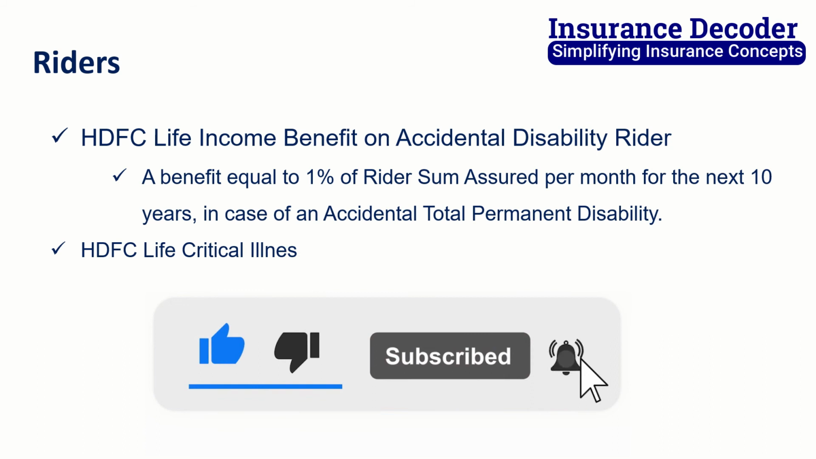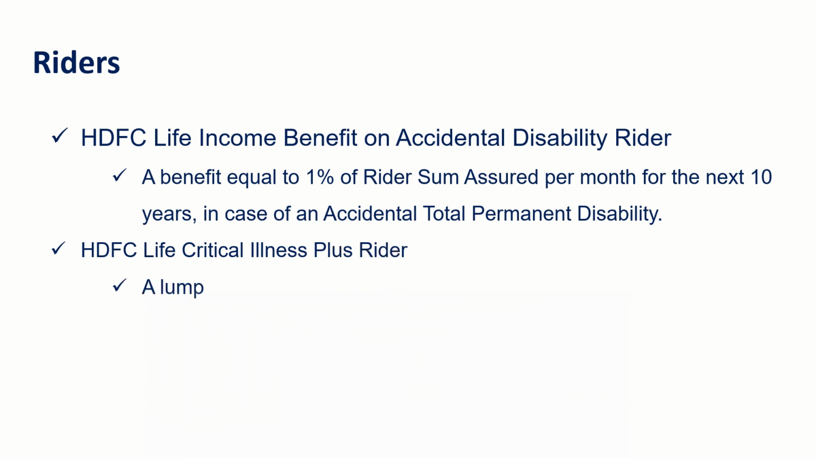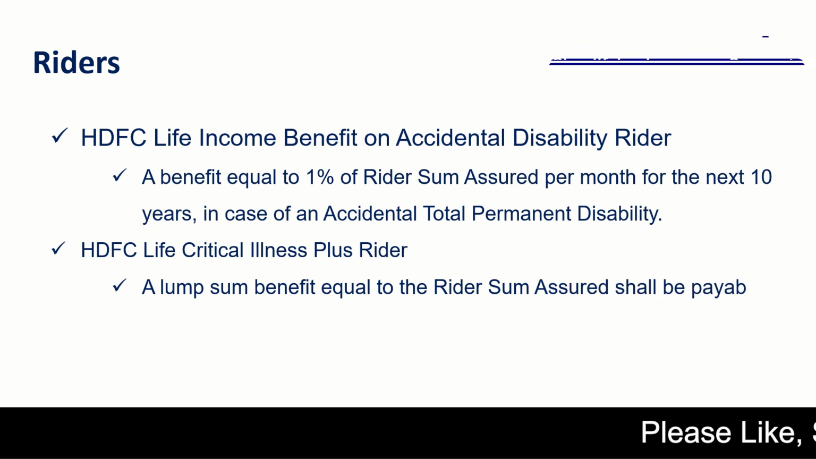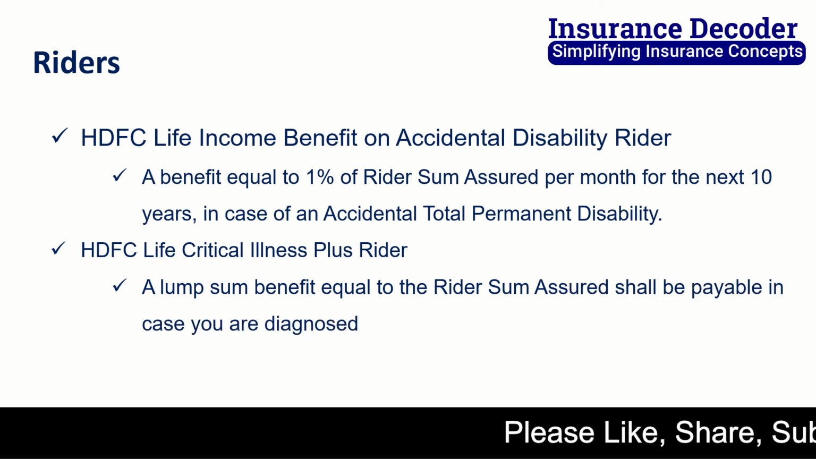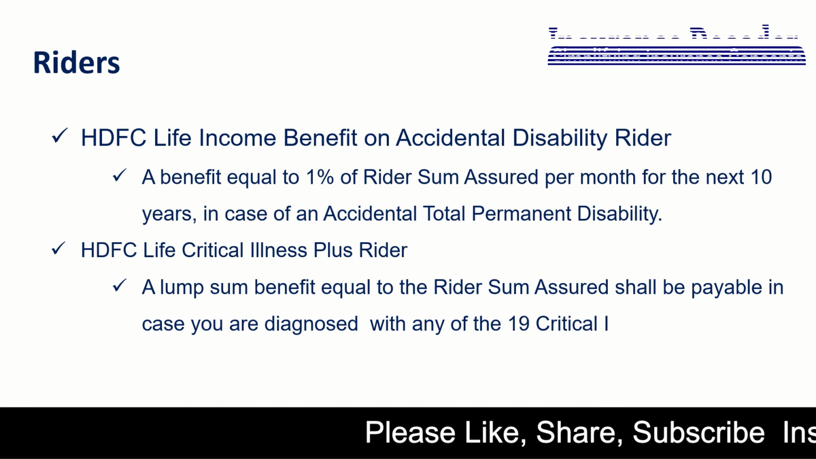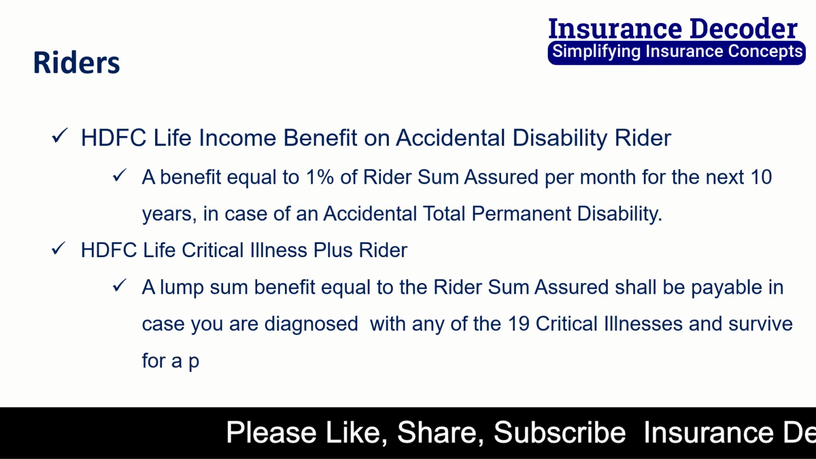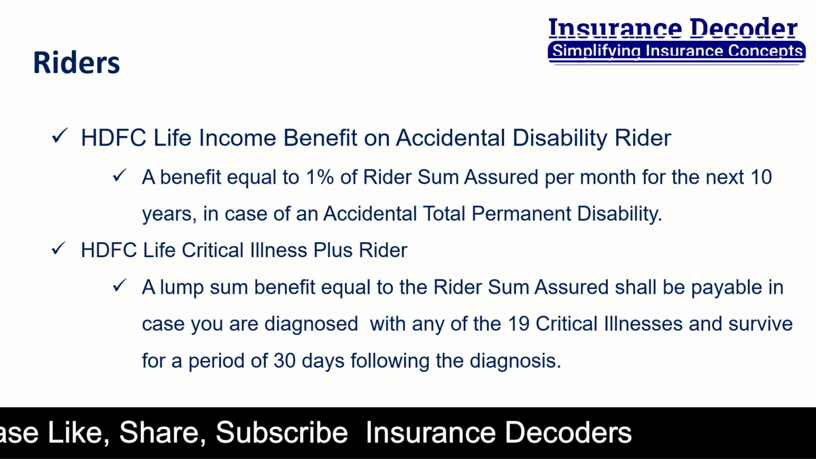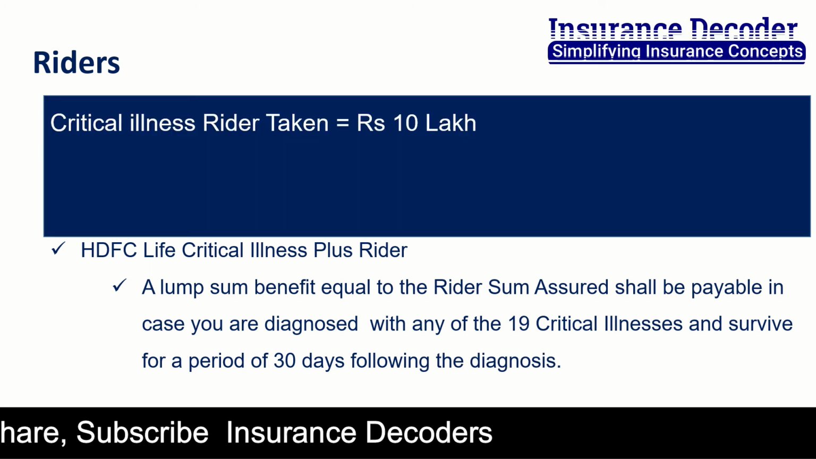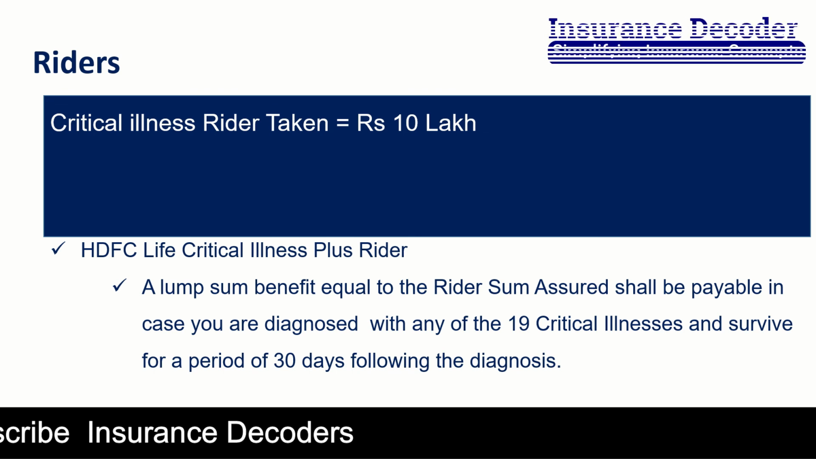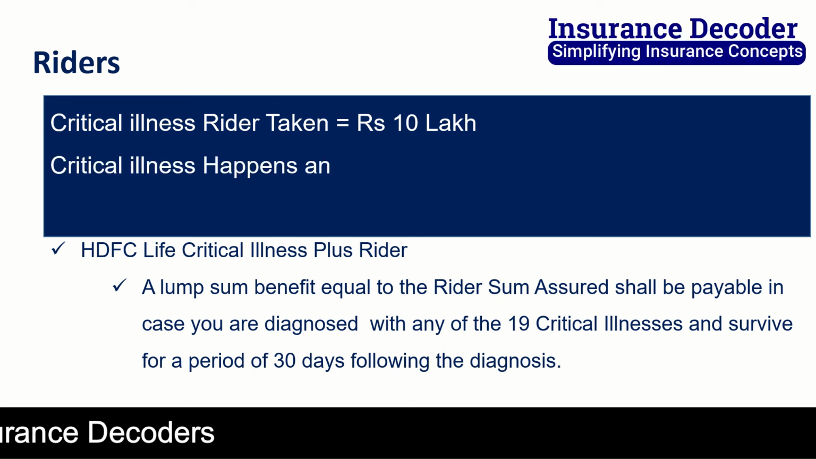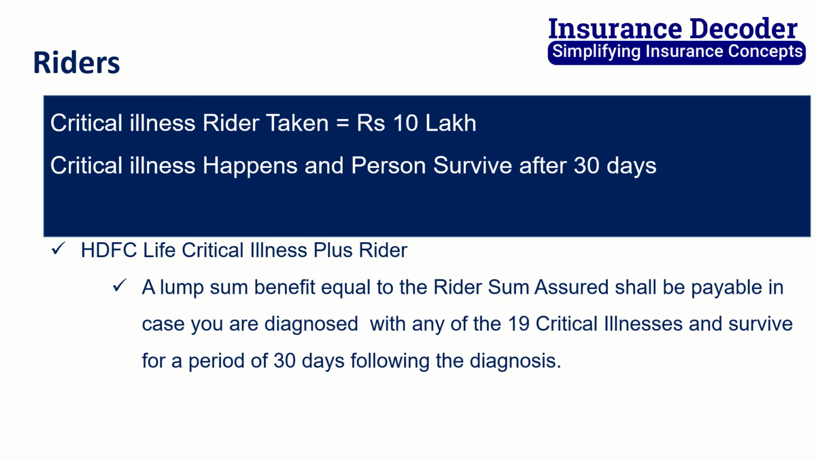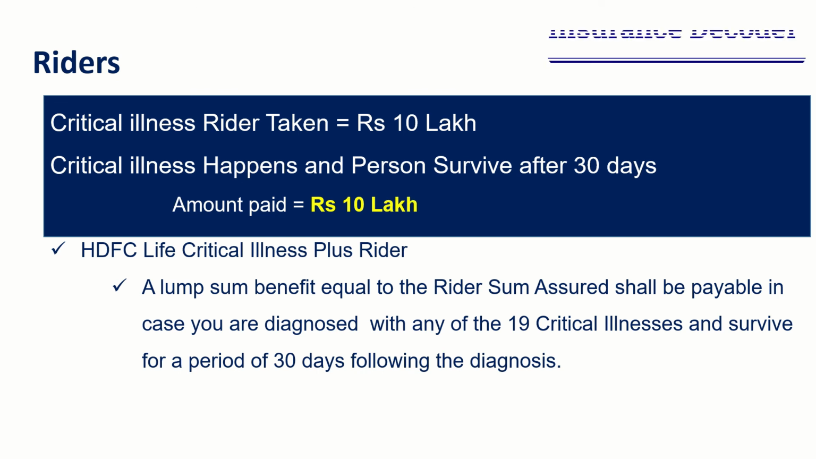Then you have the other option to get a rider, that is the critical illness plus rider. So if a person is diagnosed with any critical illness mentioned in the brochure or in the policy document, then the insurance company will pay the entire amount equal to the rider sum assured on detection of these 19 critical illnesses. So suppose a person has taken a critical illness rider of 10 lakh rupees and a critical illness happens and the person survives after 30 days. In that case, the insurance company will pay him 10 lakh rupees.